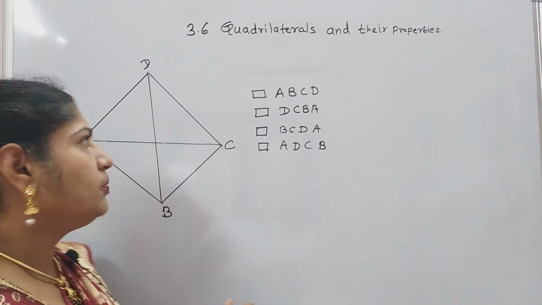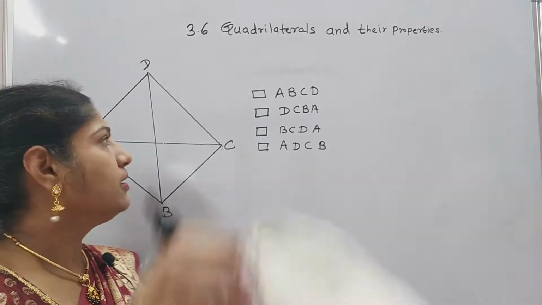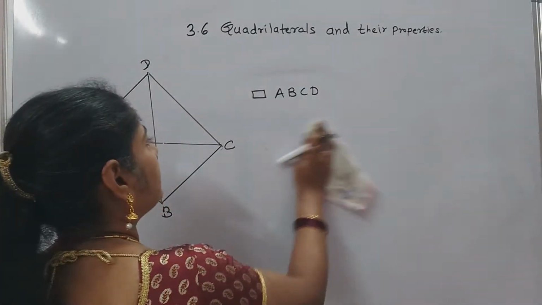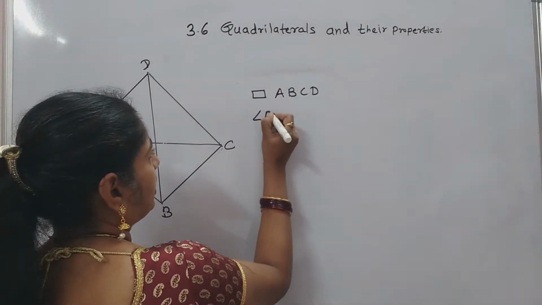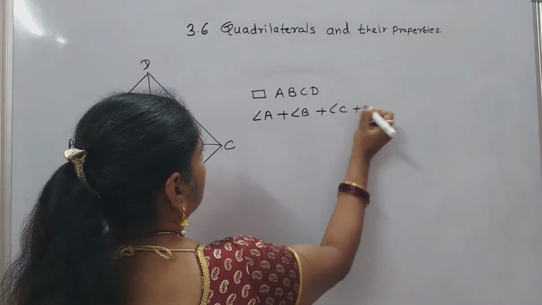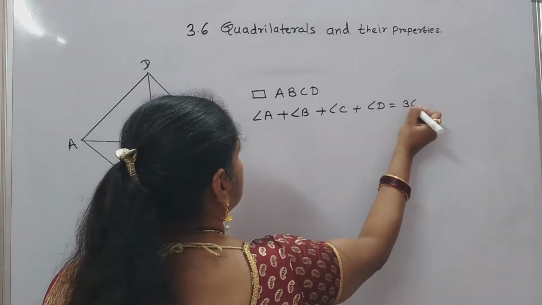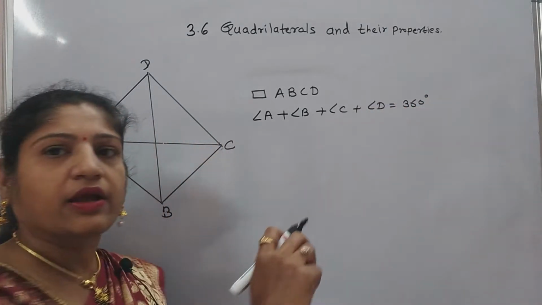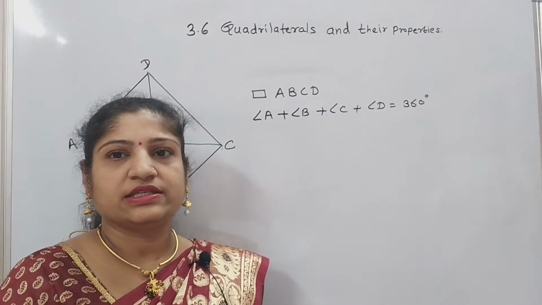Now, the four angles of the quadrilateral. Quadrilateral ABCD has four angles: angle A plus angle B plus angle C plus angle D equals 360. The sum of all the angles of a quadrilateral is 360.